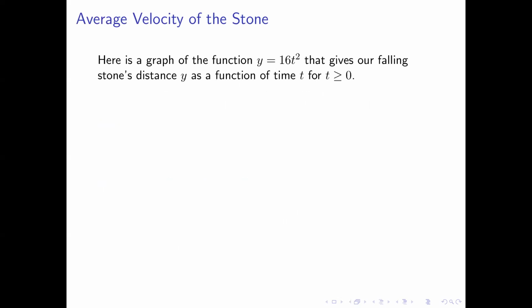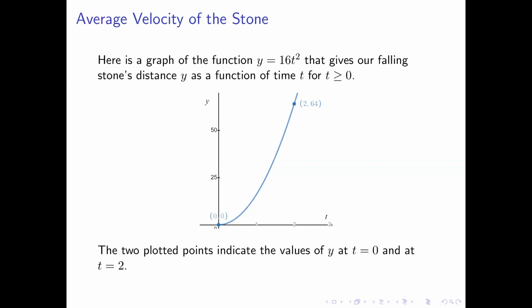Let's go back to the average velocity of the stone example. We're going to look at the graph of the function that gives us the stone's distance traveled at various times. There's the graph. It's a parabola. We're only looking here at the right half of it because we're assuming that time starts at time 0. But there's the parabola there. And you can see plotted there the points 0, 0 and 2, 64.